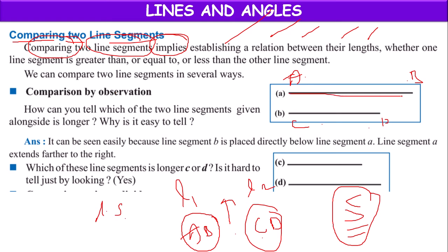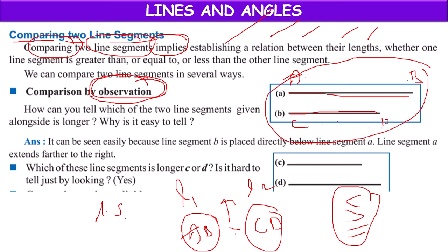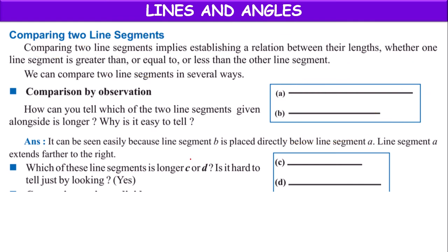If there is a huge difference between the lines, just by observation we can tell. If we observe the two lines directly, AB has more length than CD. The length of line segment AB is greater than CD. Here the two are placed exactly one below the other, and the starting point of both lines is the same. So that's why the first line is bigger than the second line.